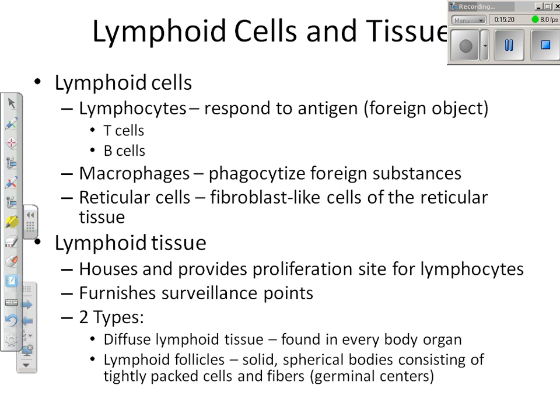Macrophages are those phagocytic cells. We said earlier there's lots of phagocytic cells. Macrophages, that's what they do. Macrophages engulf and eat. We also have cells called reticular cells. Do you remember back to connective tissue? We looked at reticular tissue. What did reticular tissue look like? It's creepy.